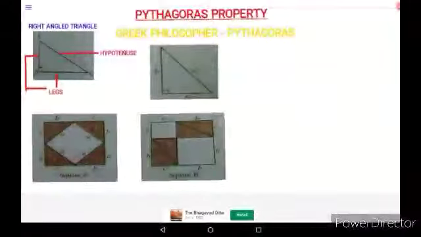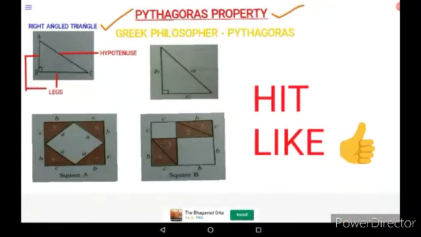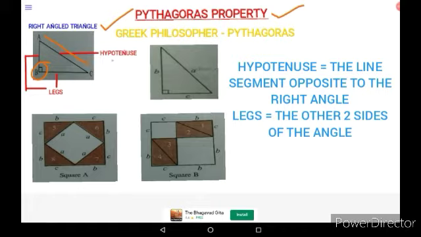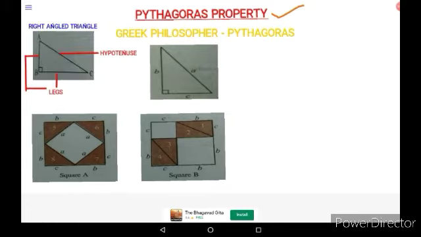Hello everyone, today I'll be discussing the Pythagoras property in right angle triangles. Right angle triangles are triangles which have a right angle of 90 degrees as one of the angles. The line exactly opposite the right angle, AC, is called the hypotenuse. The lines adjacent to the right angle, AB and BC, are called the legs. To summarize, AC is the hypotenuse of this triangle and AB and BC are the legs.